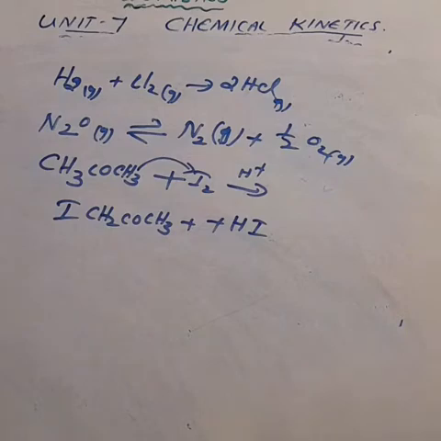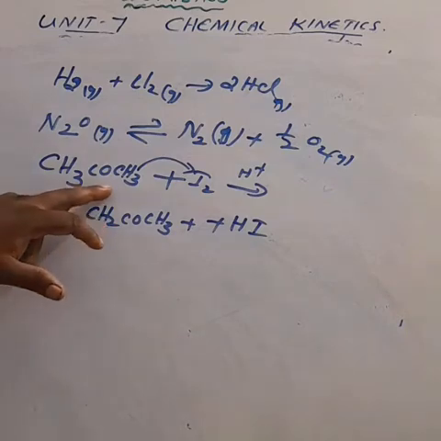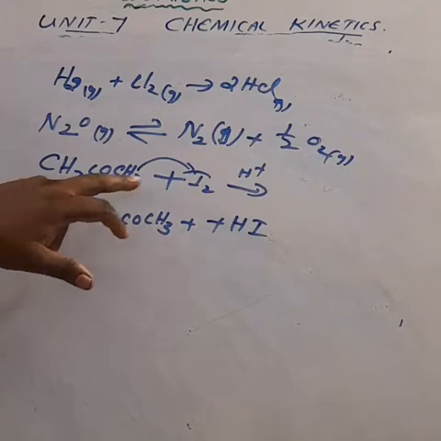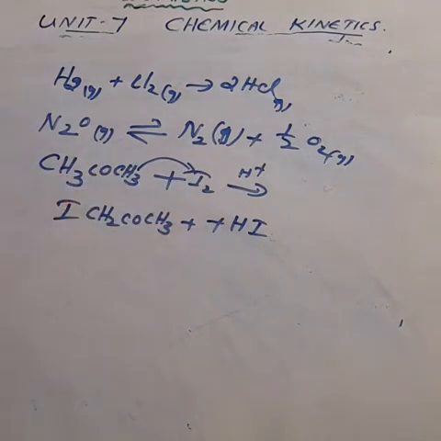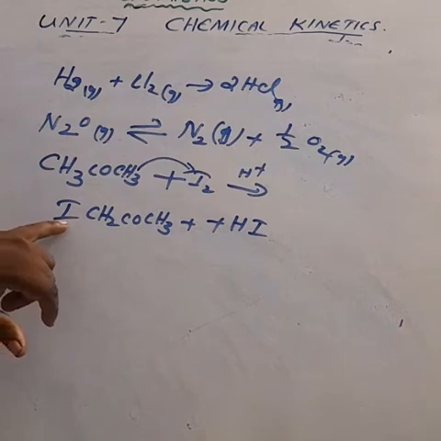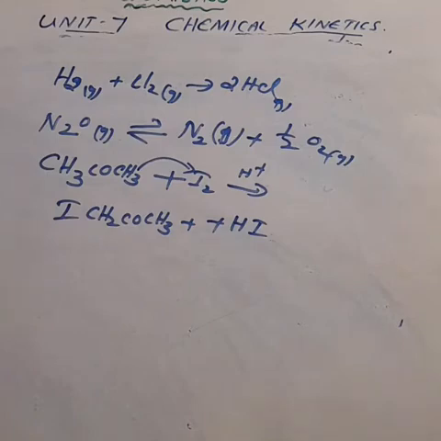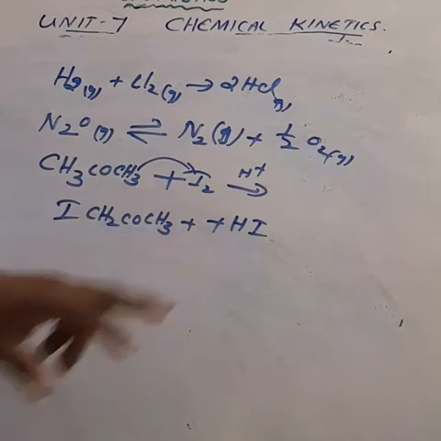Here the acetone formula is CH3COCH3. This one reacts with iodine in the presence of H plus ions. Here one of the hydrogen combines with iodine to form hydrogen iodide. The remaining product is one iodine is left, that will be attached to the acetone. So one of the hydrogen is removed, what's remaining from CH3 is CH2. So CH2 COCH3, here you have to write iodine, and also hydrogen combines with iodine, we get HI.